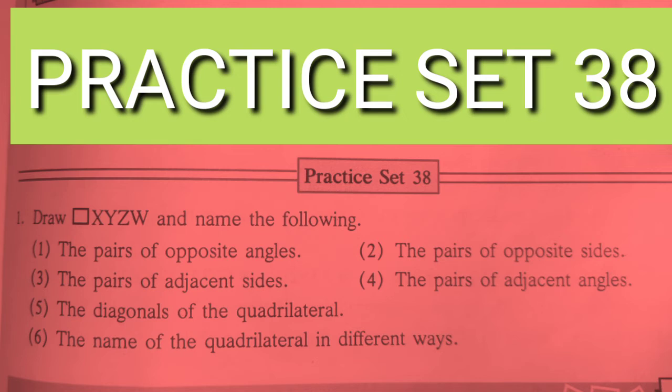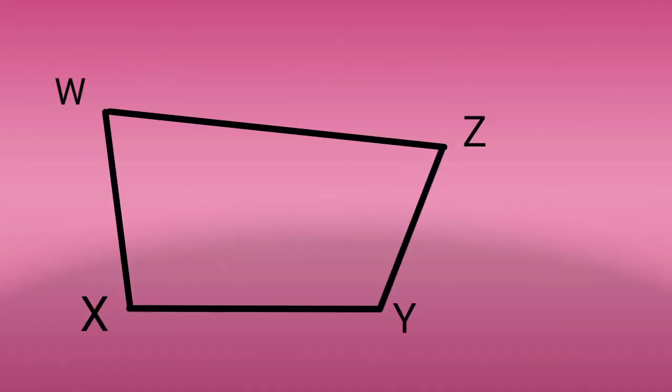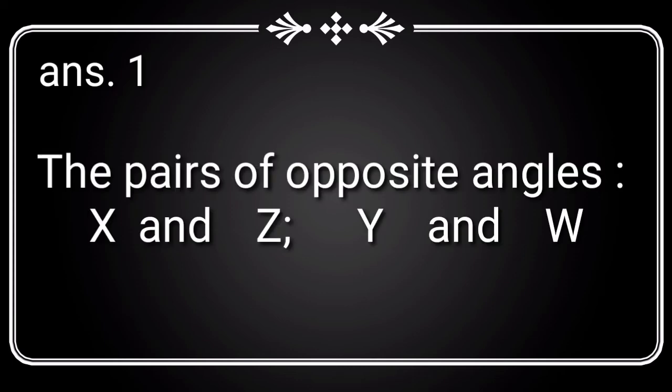Draw quadrilateral XYZW and name the following: the pairs of opposite angles, the pairs of opposite sides, the pairs of adjacent sides, the pairs of adjacent angles, the diagonals of the quadrilateral. Children, see, this is the quadrilateral that we have drawn. In this, we will learn all these concepts again. Here, the pairs of opposite angles are angle X and angle Z, angle Y and angle W.